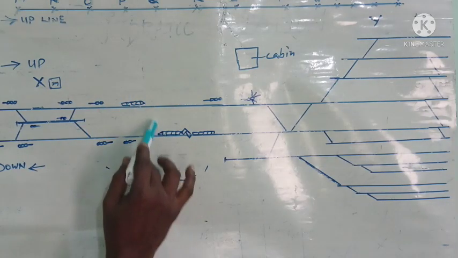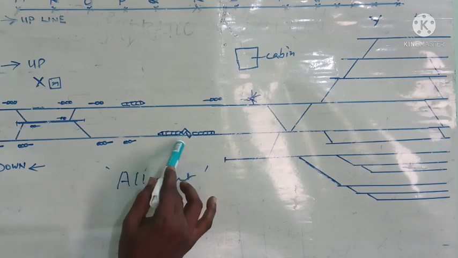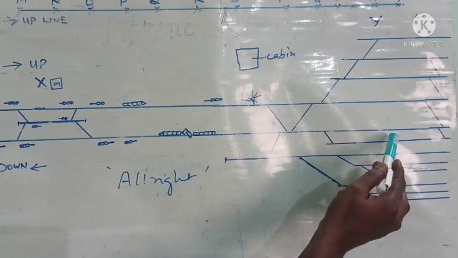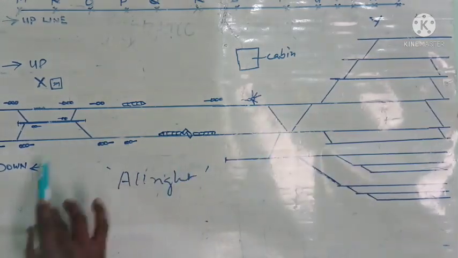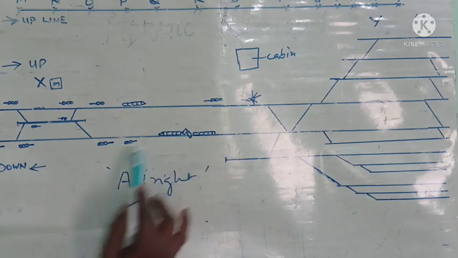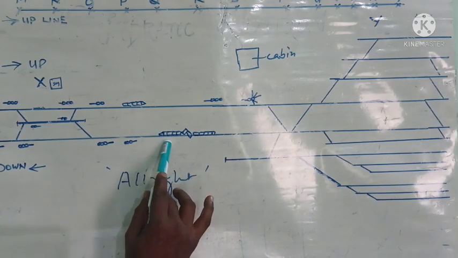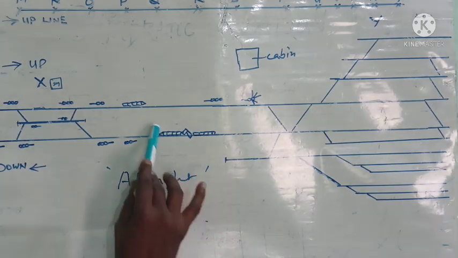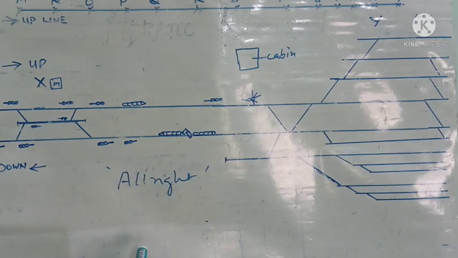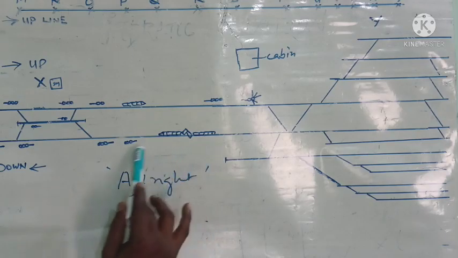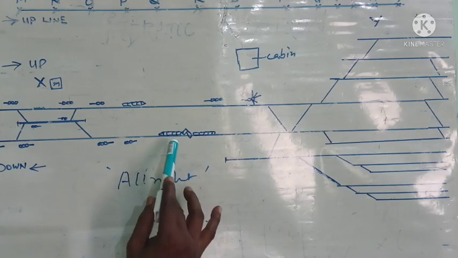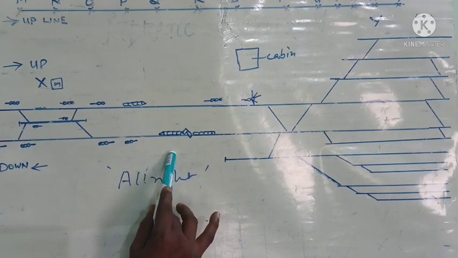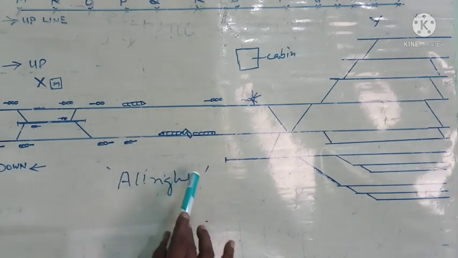Now let us see what happens to this train in the downline. This goods train started from station Y. It was moving towards station X on the downline. Suddenly the loco pilot felt a heavy jerk, and also he found that air pressure dropped considerably. You know, normally in the air brake system there will be 5 kg pressure, and suddenly the loco pilot found that the pressure dropped considerably. The train automatically came to a stop.